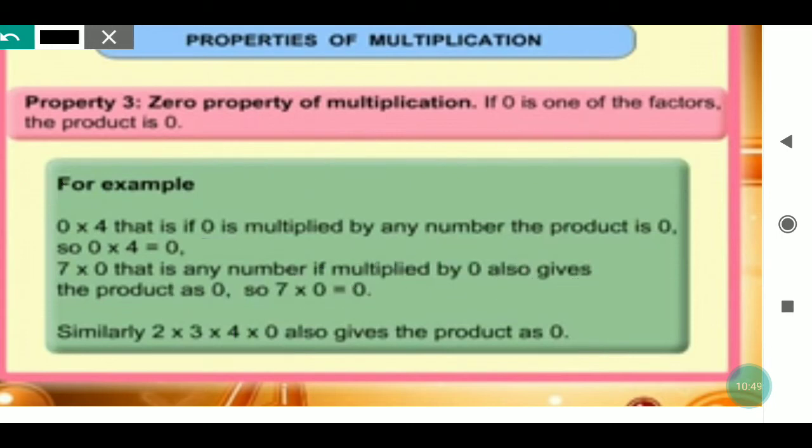Okay, so what we have learned from this question is that even if the factors are increasing, if we are multiplying with 0, if 0 is mentioned in that, then the answer will come 0 only.